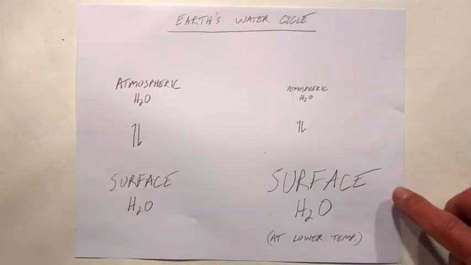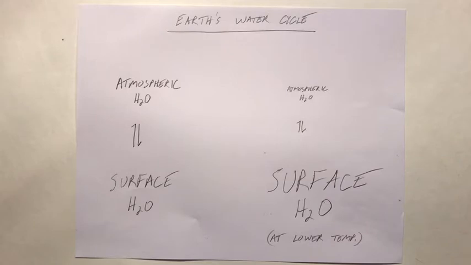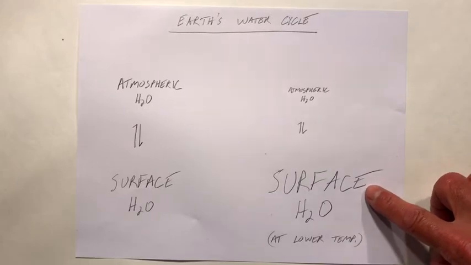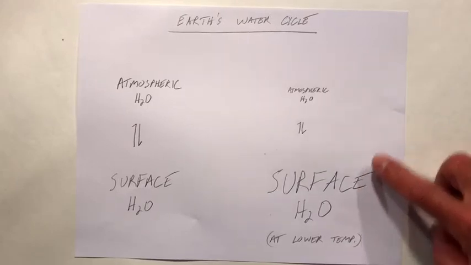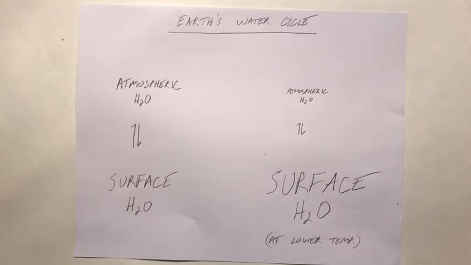Let's say that we took the Earth and we cooled it down a lot so that ice began to form and we went into another ice age. A new equilibrium would be established at that lower temperature. There would be a lot more water at the surface and a lot less water in the atmosphere in that new equilibrium state or equilibrium mixture.